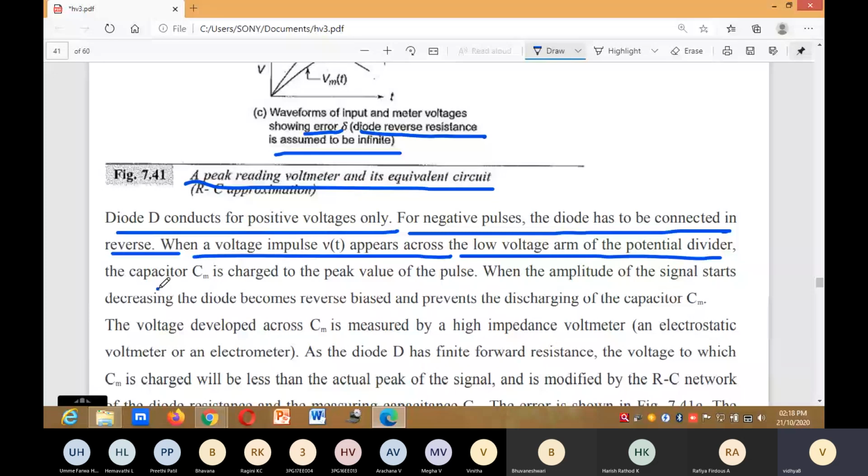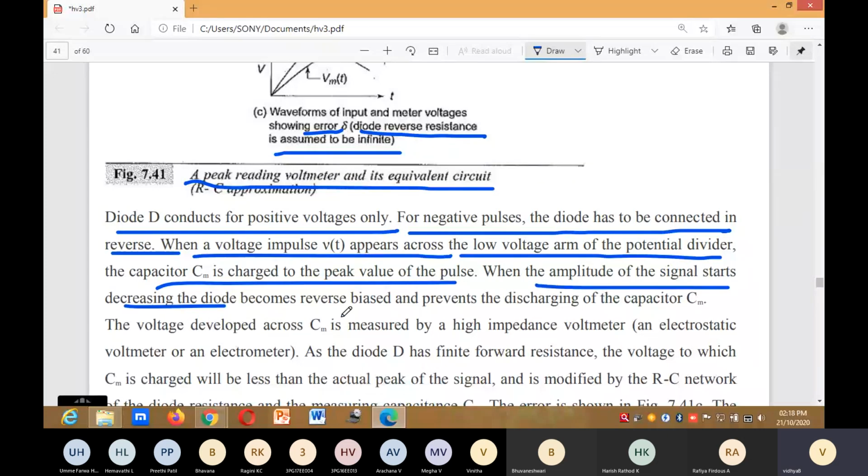When the amplitude of the signal starts decreasing, then what happens? The diode becomes reverse biased. When the amplitude of the signal starts reducing, the diode will become reverse biased and it will prevent the discharging of the capacitor.